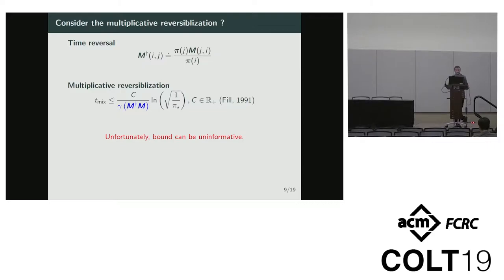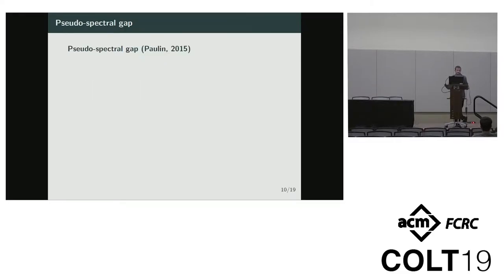Unfortunately, the bound can be made uninformative. By just designing simple examples, it can be completely vacuous. Don't take my word for it. Here is a simple example where the chain mixes fast, but the spectral gap of this multiplicative reversibilization is null. We have to go for more delicate quantities.